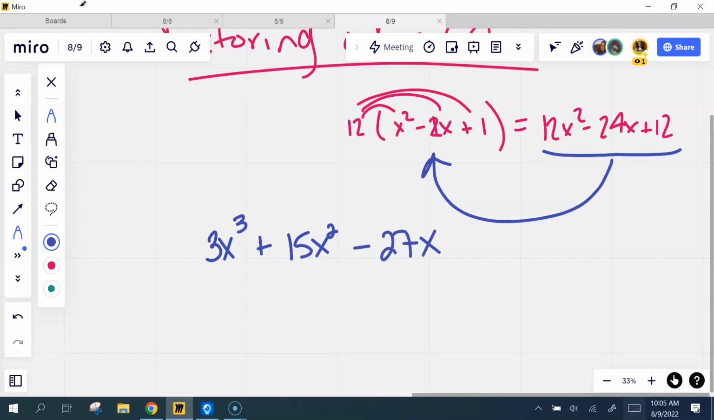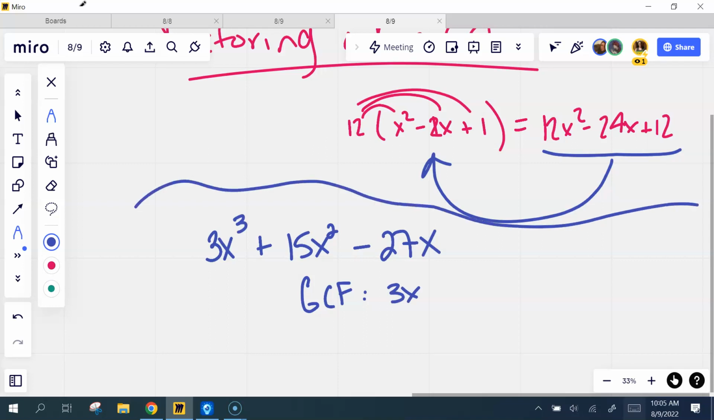My first question to you is, what's the GCF of that expression? 3x. 3x, right? If I asked you to factor that GCF out, I'm in the blue now, or the purple, whatever. 3, 15, and 27.